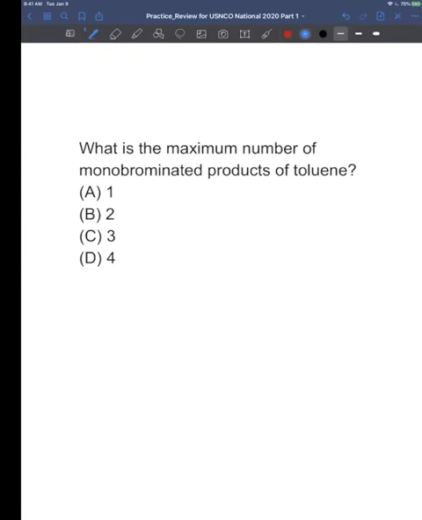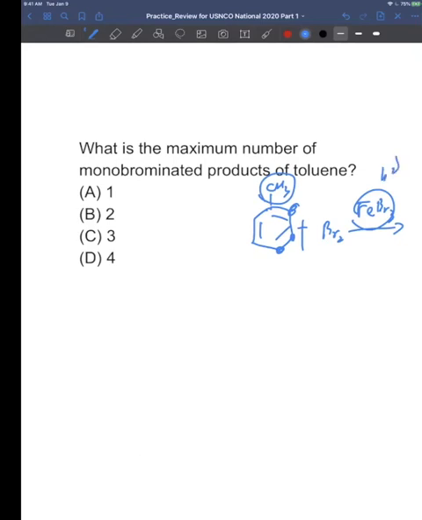Why? Yes, exactly. The hydrogen on the methyl group can also be brominated, just under different conditions. So if you use a Lewis acid to catalyze the reaction between toluene and Br2, you will have the ortho, the meta, the para. But if you use light, h nu, to make this reaction happen, it will substitute the H on the CH3 group, right? So you got 4 different products.